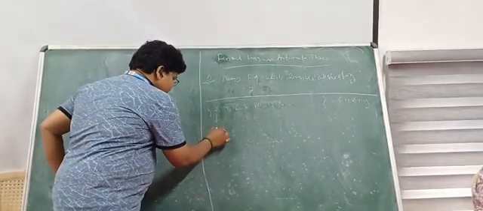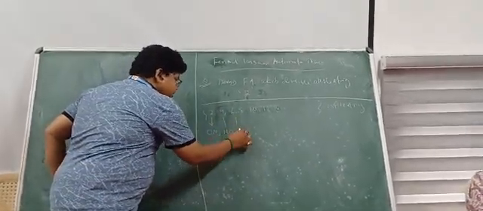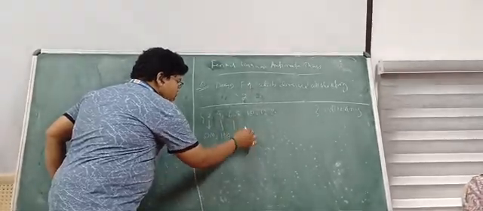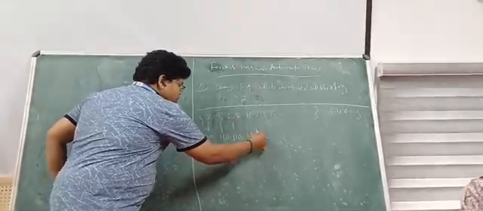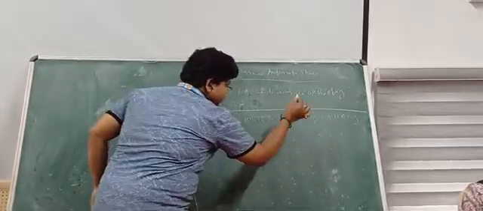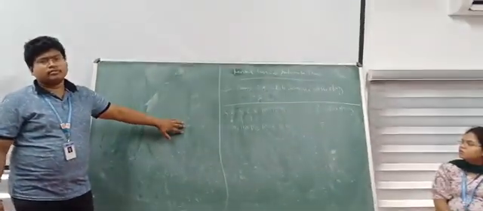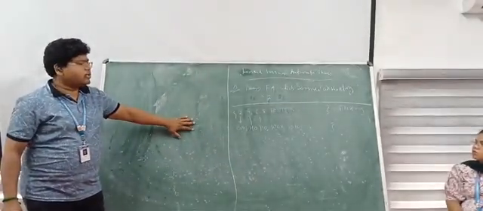So 2 is 010. 4 is 100. 6 is 110. 8 is 1000. 10 is 1010. Likewise, we practice. This is the first objective here. This is my first requirement.